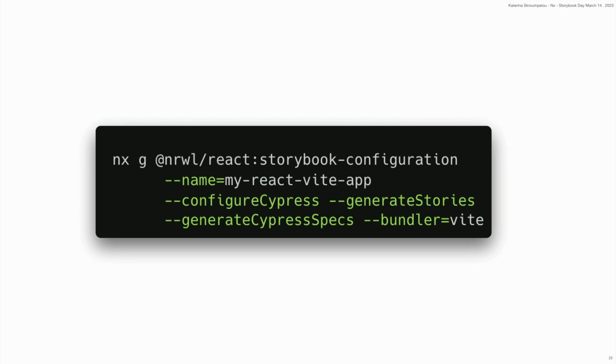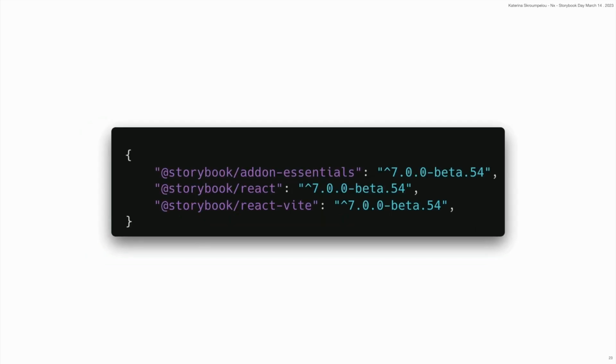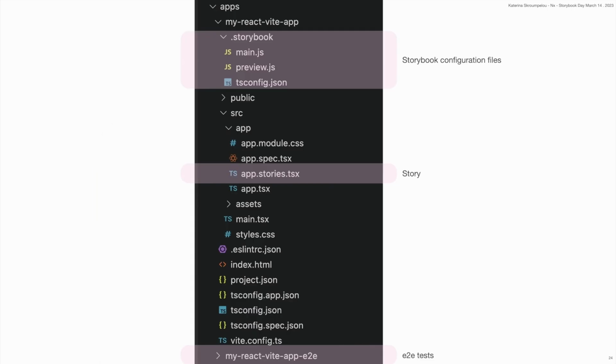What this would do is the following. It would install these dependencies for you if you're generating for Storybook 7, for example, addon-essentials, react, and react-vite, and it would generate the following things: the .storybook directory with main.js, preview.js, tsconfig, and .stories.tsx files, so stories for all your components. You only have one component here, so one story, and your E2E tests.